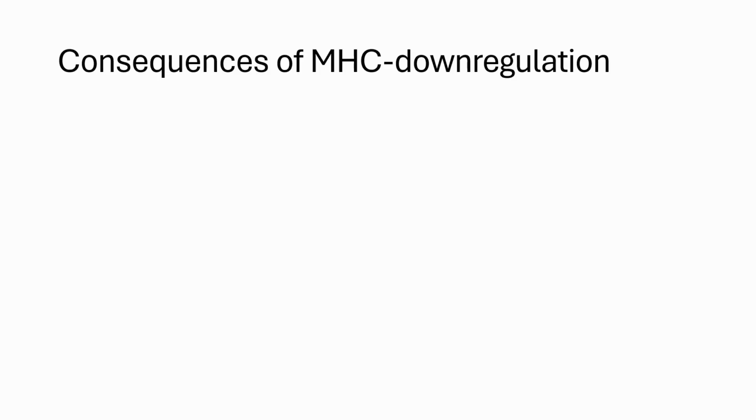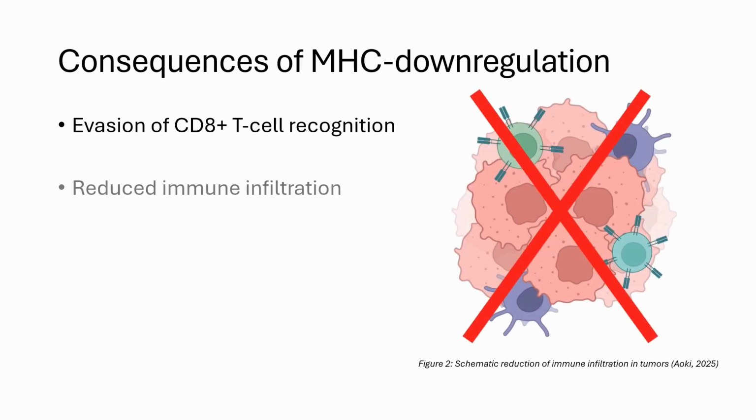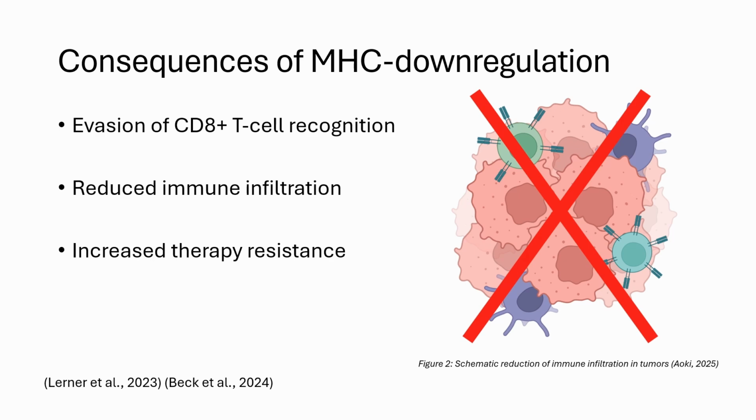Consequences of MHC downregulation. Without the interaction between MHC and the T-cell receptor, immune recognition by CD8+ T cells is absent, preventing their activation. This also reduces the infiltration of other immune cells. Tumors deficient in MHC-1 have shown high therapy resistance to immune checkpoint inhibitors and mRNA vaccines.